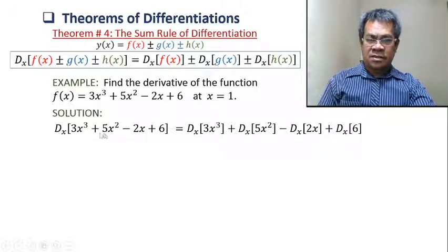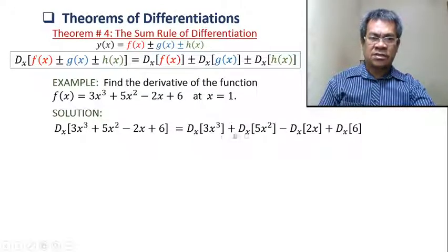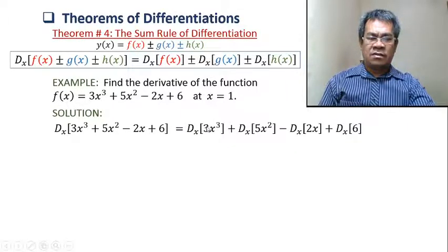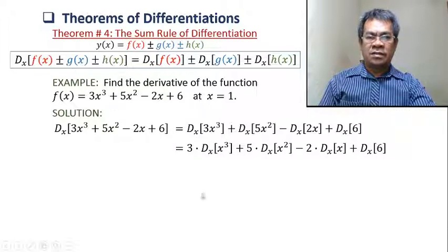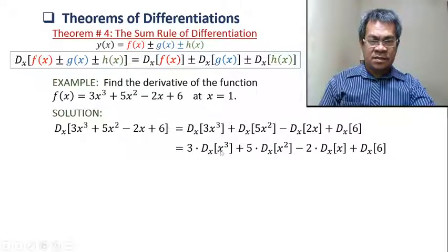So each term has the operator, the derivative with respect to x. Take note, this is a coefficient, so using the constant multiple rule, you can penetrate the derivative operator here. So this is now the power rule. Do the same here. Then this is the constant rule, so this is 0. The constant 5 was moved outside the operator.